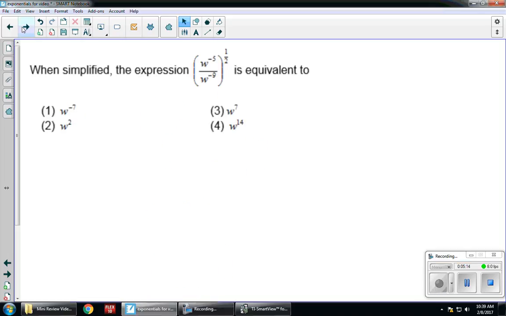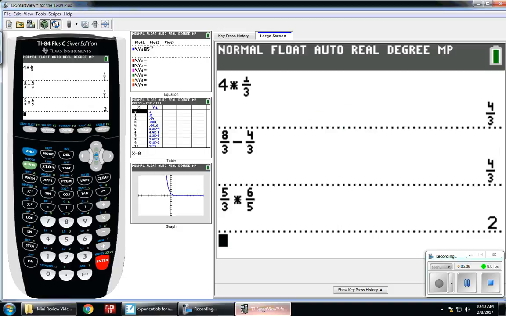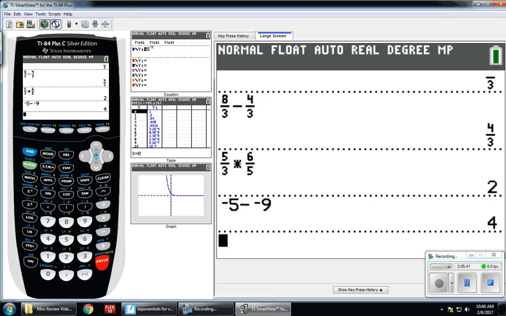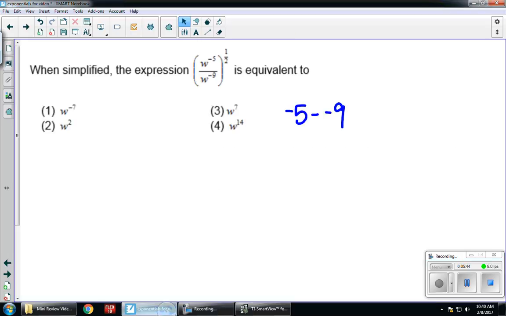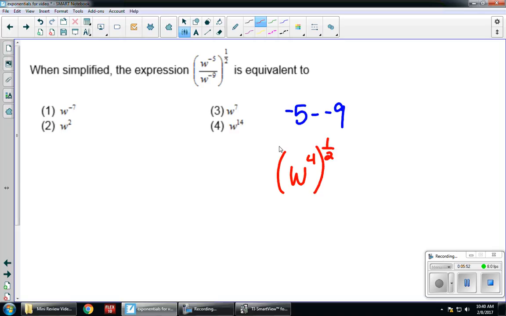Let's take a look at one more example. When simplified, the expression w to the negative fifth over w to the negative ninth to the 1/2 power is equivalent to. So the first thing I'm going to do is I'm going to divide. So when I divide, I have to subtract. So I'm going to do negative 5 minus negative 9. If you have trouble with negatives, check it in your calculator. We get 4. So that means the inside of my parentheses is going to be w to the 4th. And then I still have that 1/2 on the outside because I haven't done anything with it.